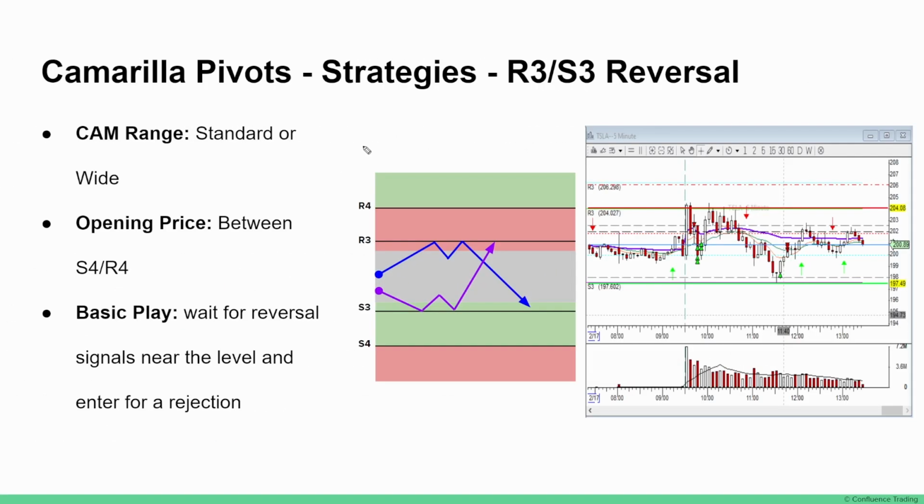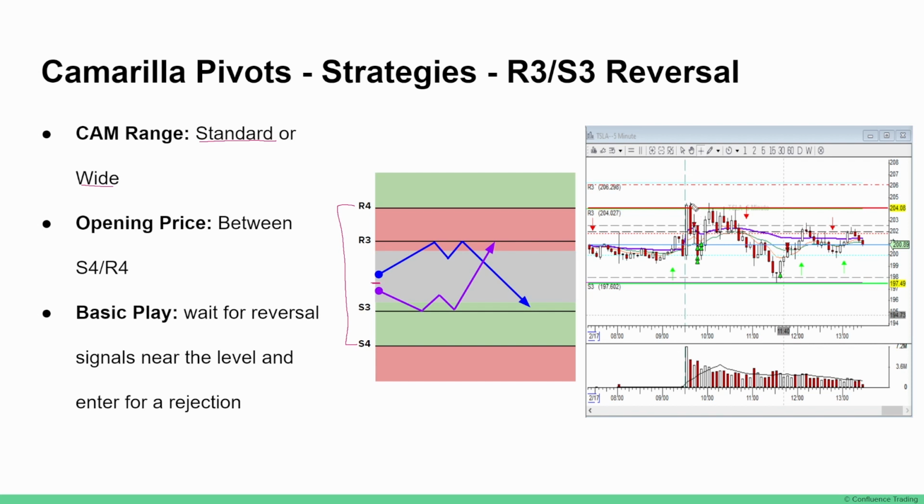The first strategy that we're going to want to memorize with the Camarilla pivot points is the R3 or S3 reversal. For this strategy, you're going to want a standard or a wide range relationship to your previous day's cam levels, and you're going to want opening price to fall within the R4 to S4 range. The basic play here, and it's very straightforward, is that you're going to have price open, let's say right here, move up to R3 or maybe down to S3, form a reversal pattern, and then reject off of those levels.